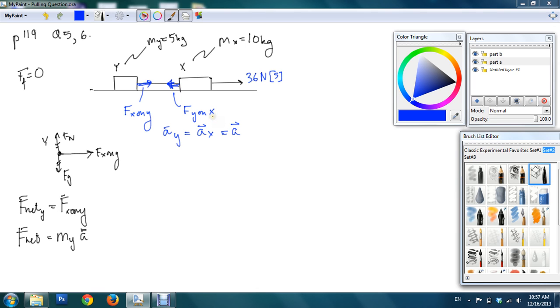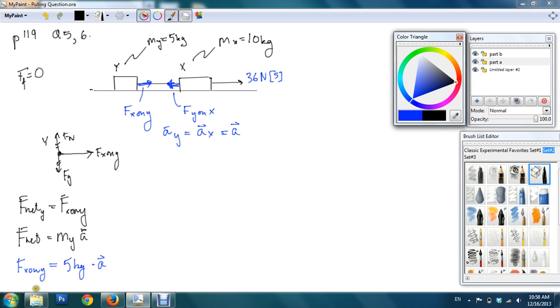Now, before we look at the free body diagram for block X, we have that the net force for box Y is this force, F X on Y, and it's also the mass of Y times a, so we can equate them. So F X on Y is equal to the mass of Y, which is 5 kilograms, times the acceleration.